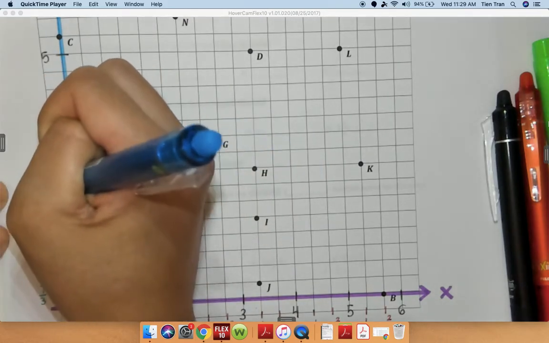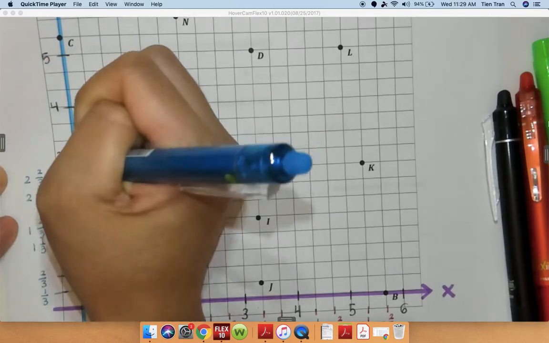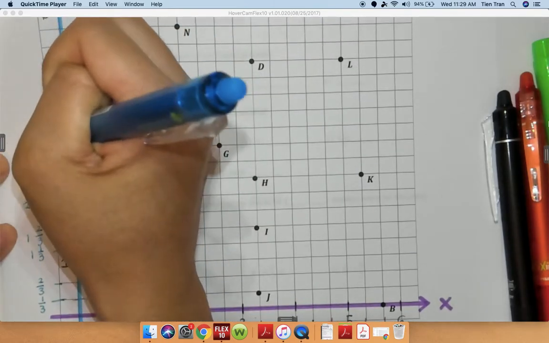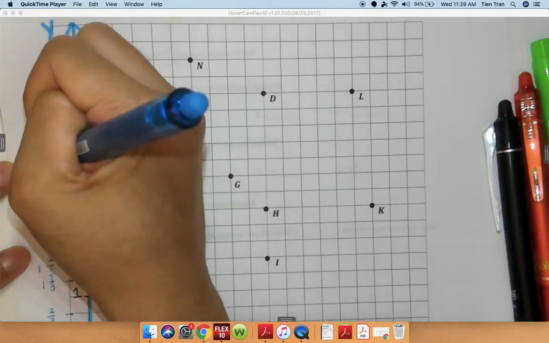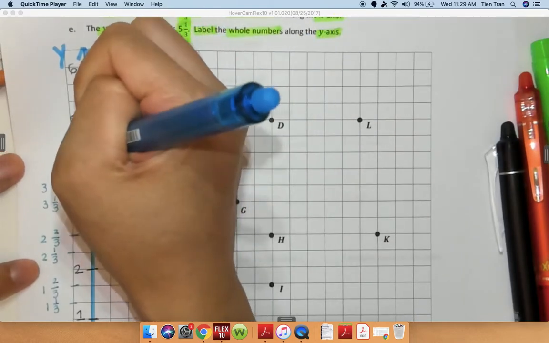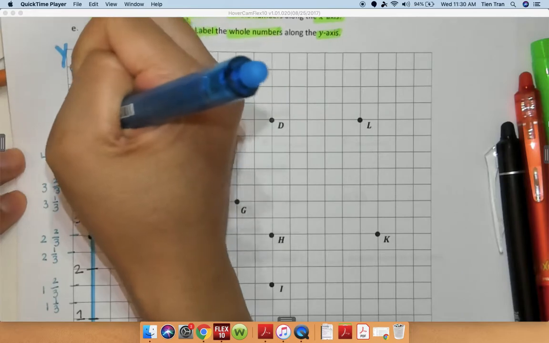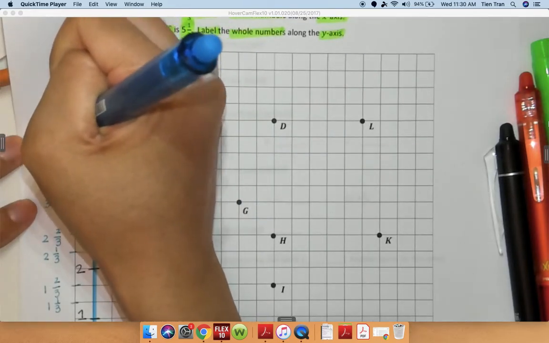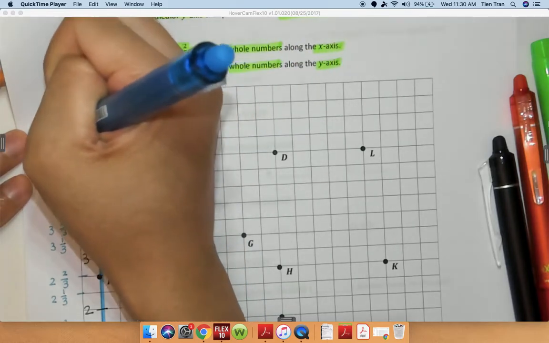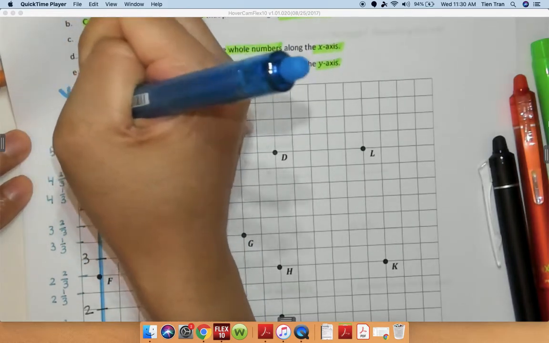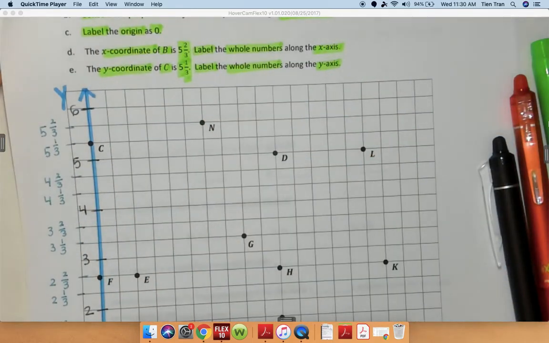So next we have 2 and 1/3, 2 and 2/3. Then we have 3, and then we have 3 and 1/3, 3 and 2/3. The last one is 3 and 3/3, and then we have 4 and 1/3, 4 and 2/3, 4 and 3/3. So that's 5, and then we have 5 and 1/3, 5 and 2/3. Okay, and the last one would be 5 and 3/3.